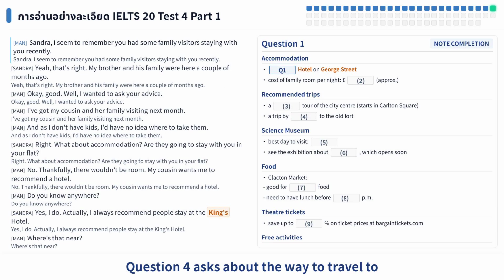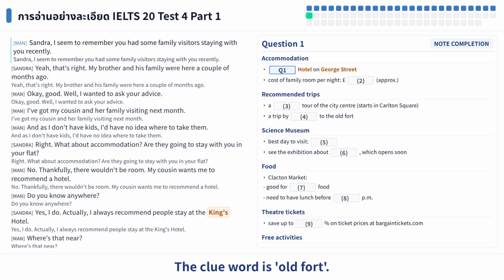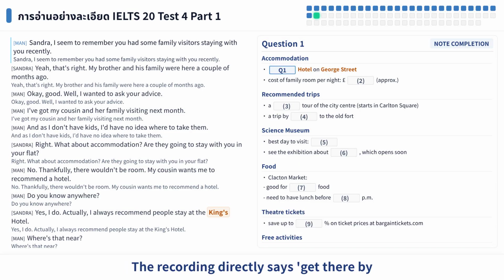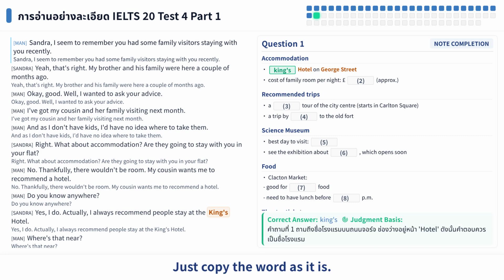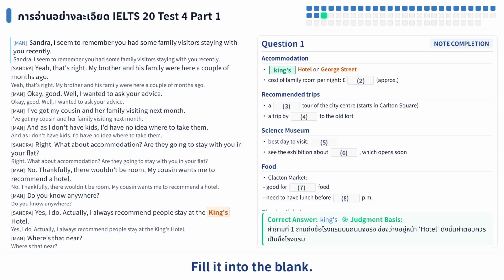Question 4 asks about the way to travel to the old fort. The word by before the blank tells us we need a type of transport. The clue word is old fort. In the recording, Sandra says you can visit the old fort, but you can get there by boat. The recording directly says get there by boat, so the answer is boat. Just copy the word as it is. The final answer is boat. Fill it into the blank.